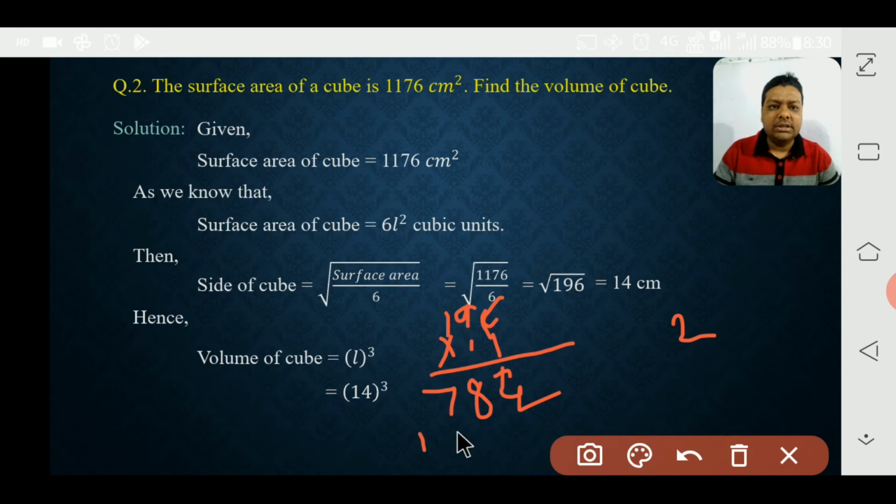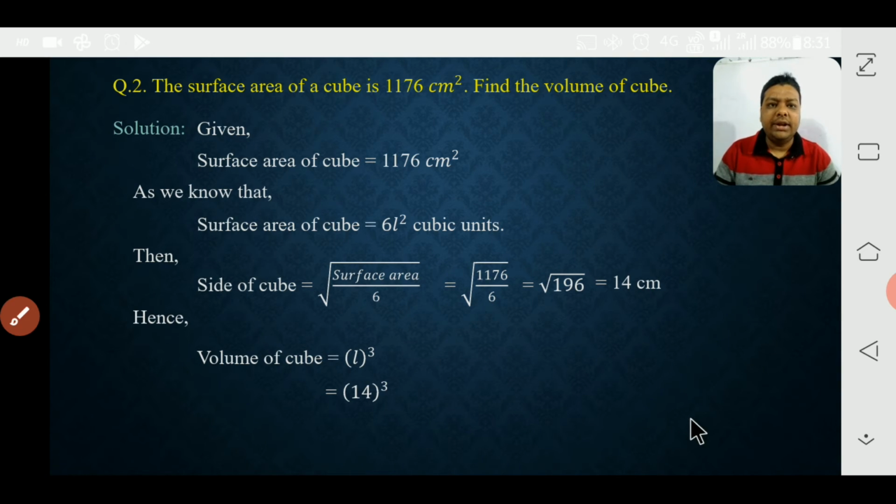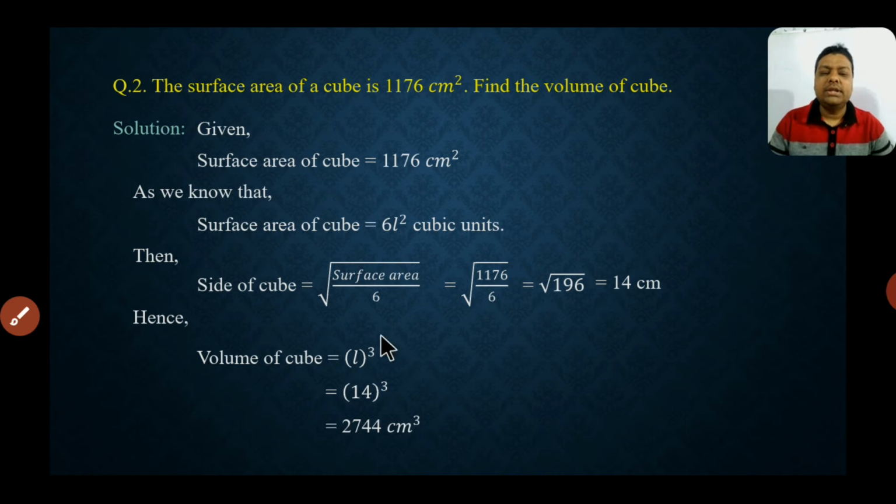Now 196, let's add it. It will be what? 4. 8 plus 6, 14, 4 carry 1. 9 plus 1, 10, 17, 7 carry 1, and 1, 2. 2744 centimeter cube will be the volume of the cube. Okay, so I hope that you all have understood, students. Now let's move to the next question.